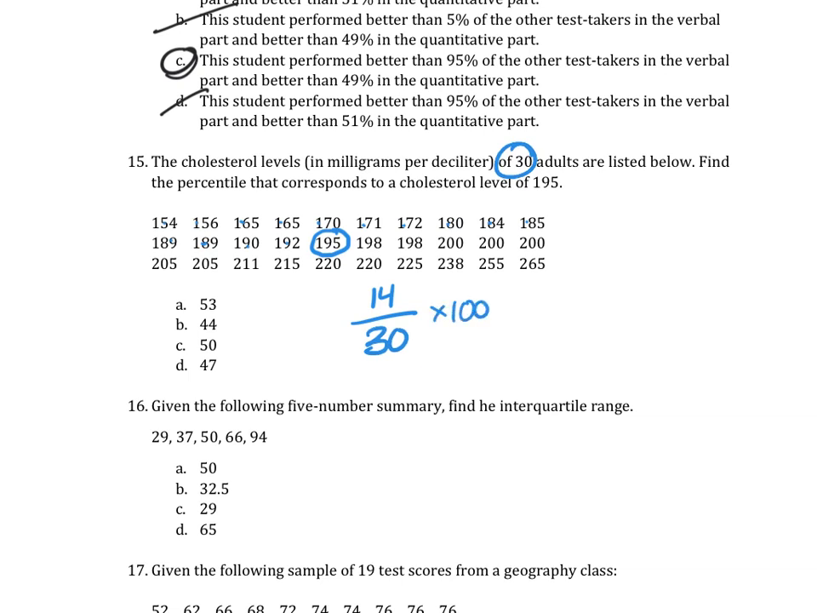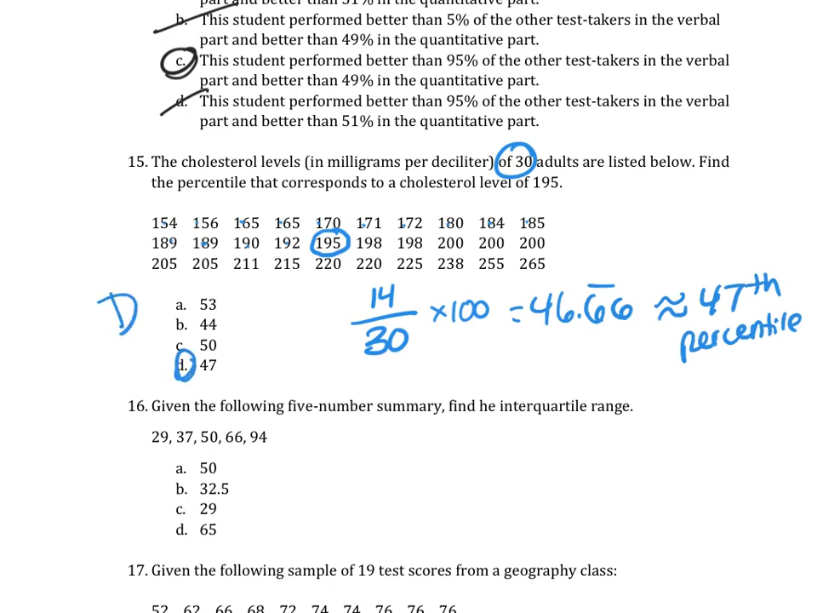Then we're going to multiply that by 100. So we would do in your calculator 14 divided by 30, hit enter, times 100. That gives you 46.66666 repeating. Percentiles can only be whole numbers, so you need to round to the nearest whole number. So 46.66 repeating would round to 47, so it'd be the 47th percentile. So D is correct for number 15.